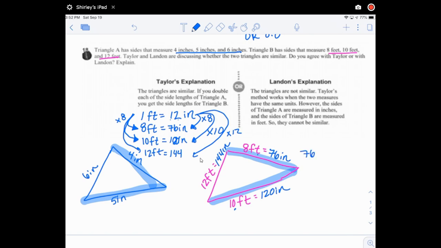So 76 divided by 4. If you want to go ahead and use your calculator for that, that is perfectly fine. 76 divided by 4 is going to give you 19. 120 divided by 5 is going to give you 24. So right away, I notice I do not have a common scale factor from 4 to 76 and 5 to 120. So I do agree with Landon, because your scale is different, there is no scale factor. So I'm going to go ahead and circle Landon, and then I'm going to allow my math here to be that explanation for me.